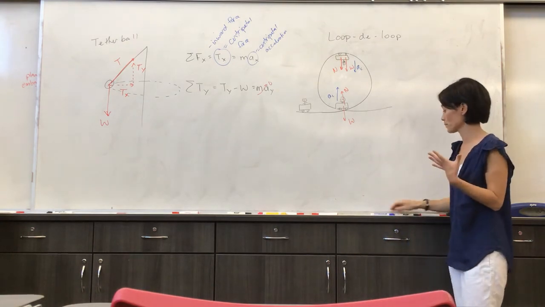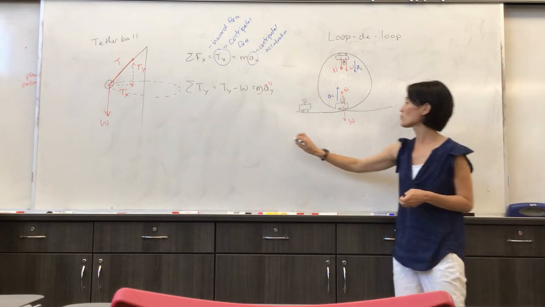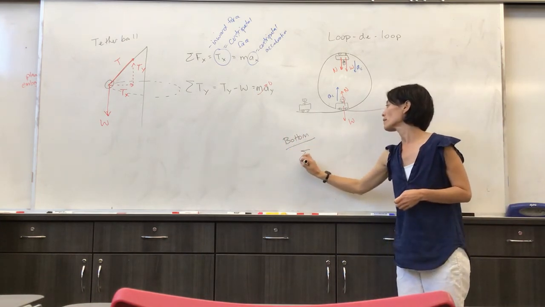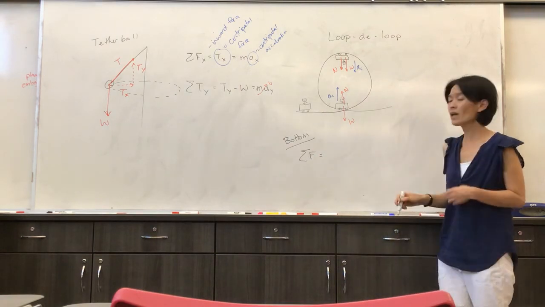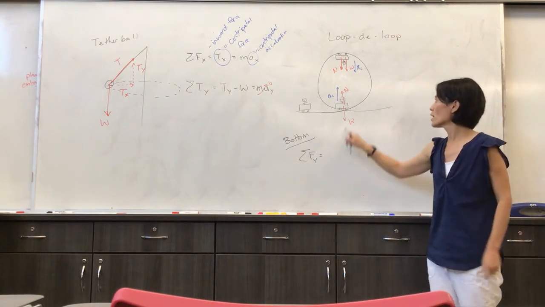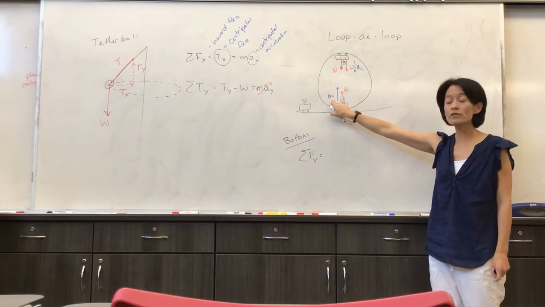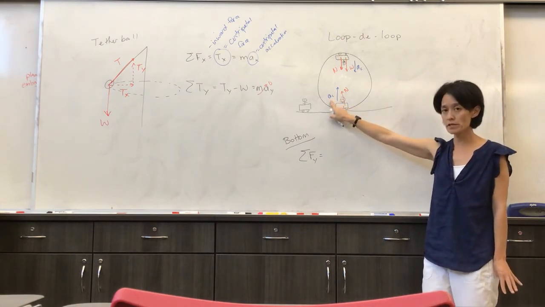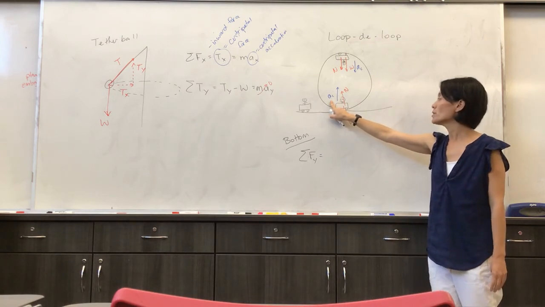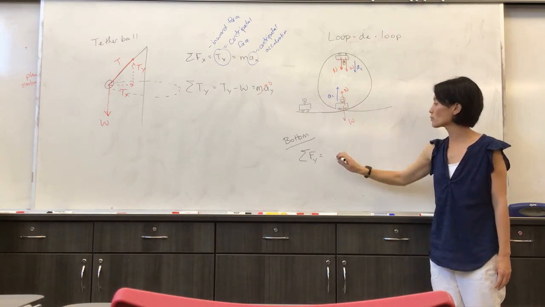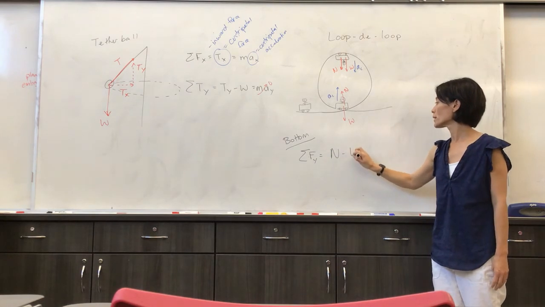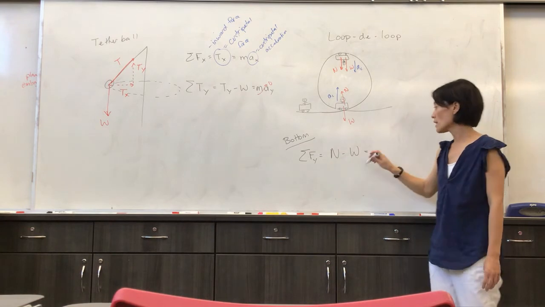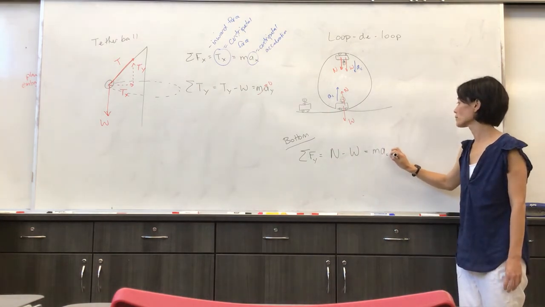It's inwards. So if I think about this, for the bottom, if I think about my net force, I only have vertical forces. Again, the direction of your acceleration is always positive. We've learned that in previous chapters. So in this case, my normal force is going to be considered positive. So normal minus weight, that's my net force, and that's going to equal m a_c.